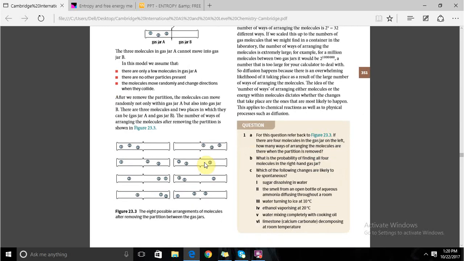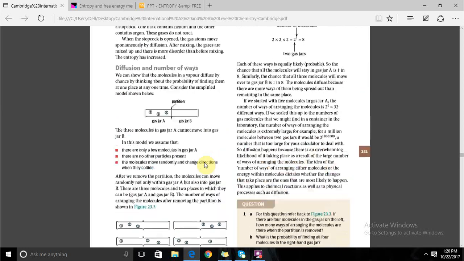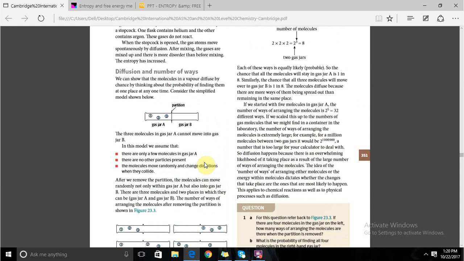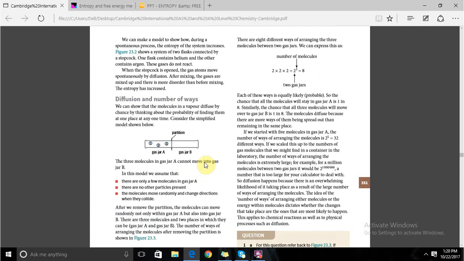Right, so how do we figure out mathematically how many possible arrangements there are? Well, we use a formula called x raised to power n, where x is the number of different places molecules can be and n is the total number of molecules. And 2 raised to power 3 is, as we are aware, equivalent to 8.